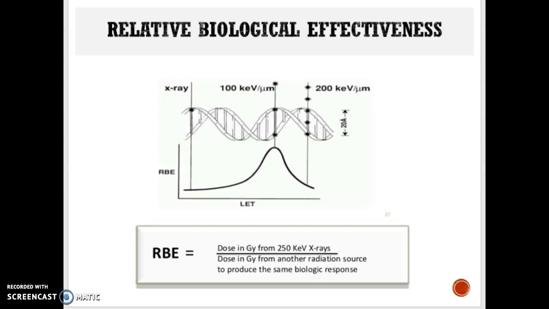Does it follow a straight track and damage a lot in its path? Or is it dispersed? Or is it attenuated? Is it absorbed? Is it scattered? Does it transmit through the body easily with less damage? Or does it cause a lot of damage along the way? So that's what we will look at in a moment.